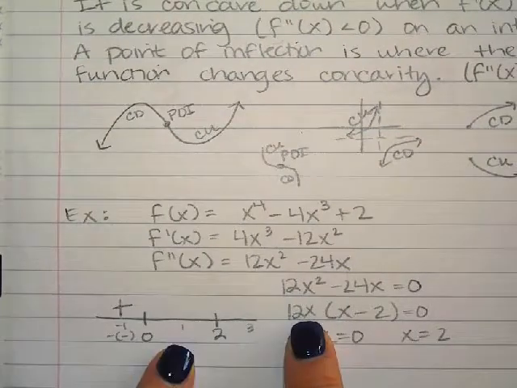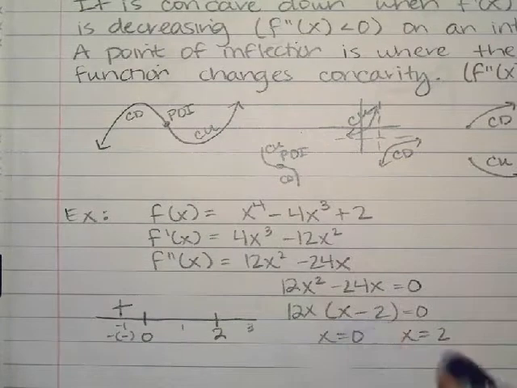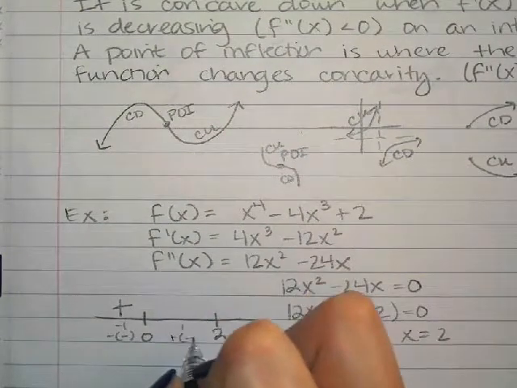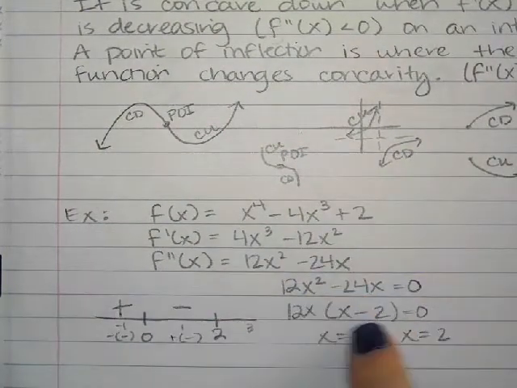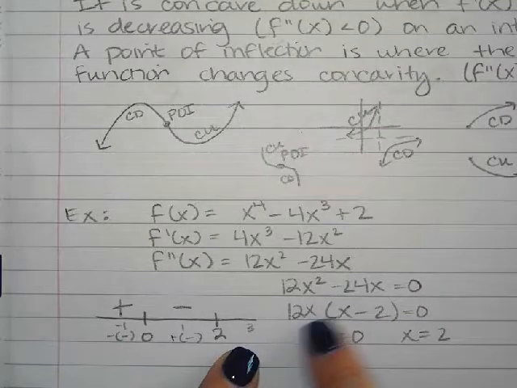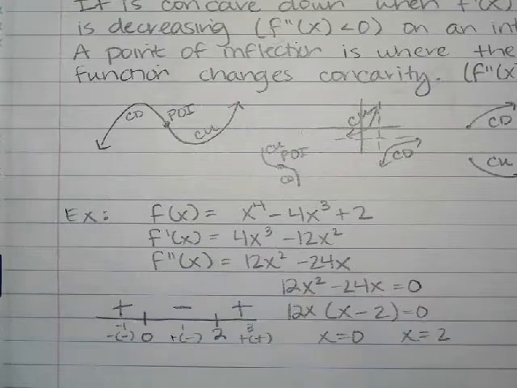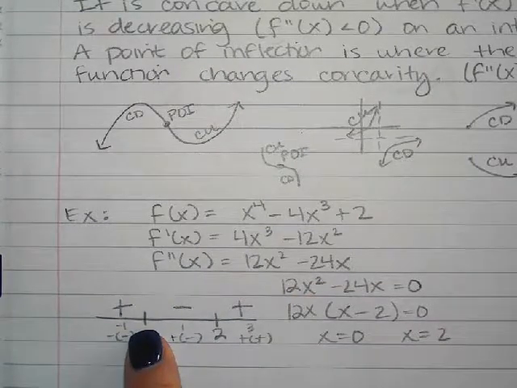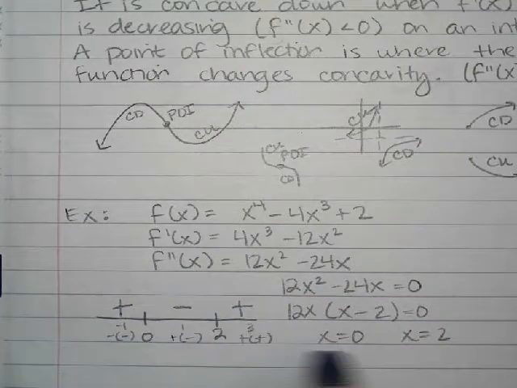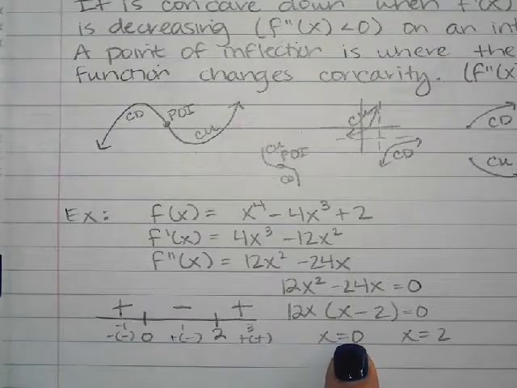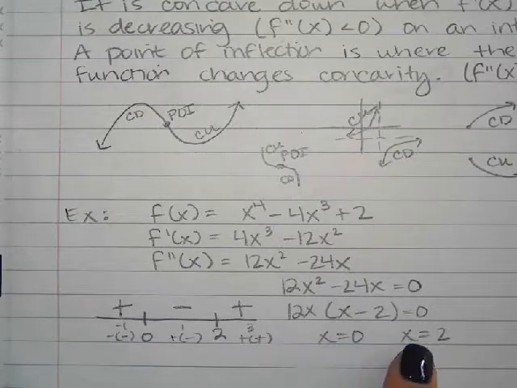If I plug in 1, I get a positive times a negative, which is negative, and if I plug in 3, positive times a positive, which is positive. So the sign did switch every time. That means x equals 0 is the location of a point of inflection, and x equals 2 is the location of a point of inflection.